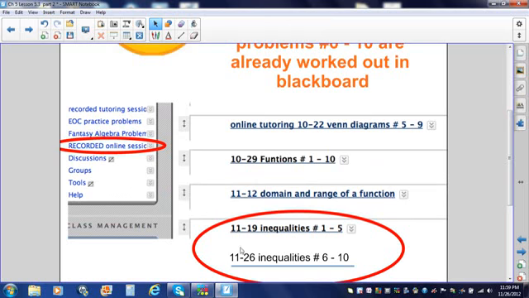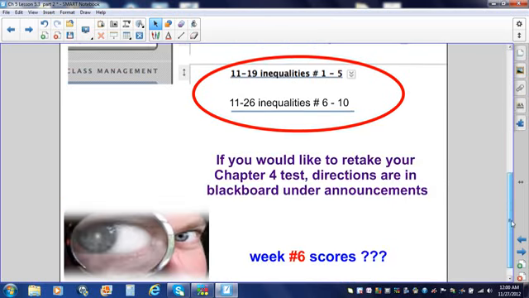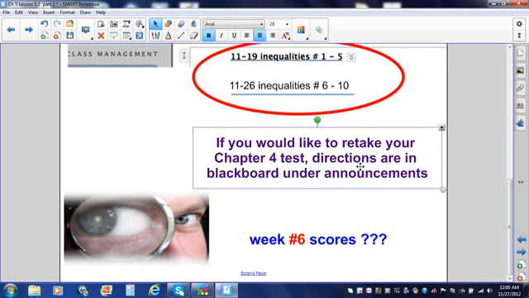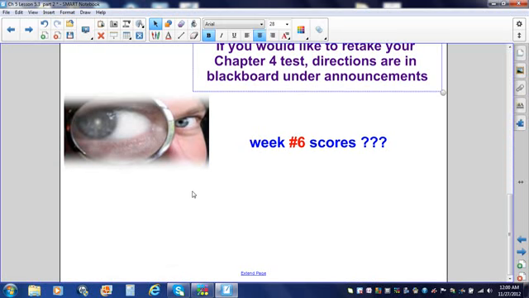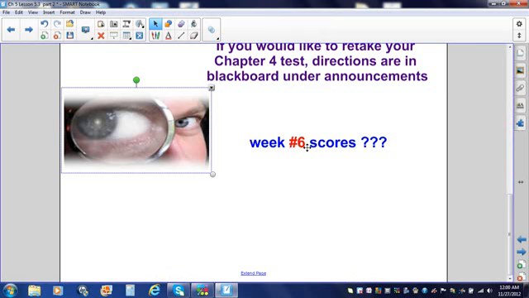11:19 would have been last Monday. This past Monday was 11:26. Be there, be square. Directions for test corrections are on Blackboard. I'm keeping an eye out for your week 6 scores.